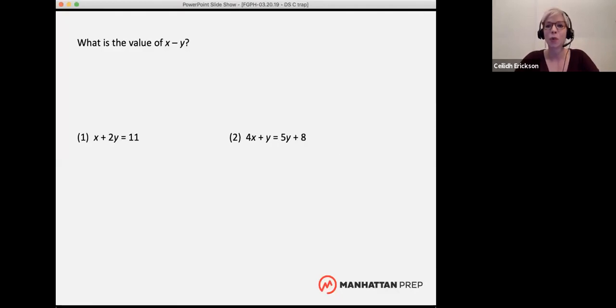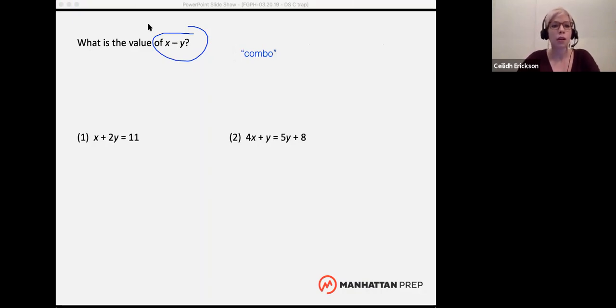So there's something a little bit tricky going on. Do we need to know what x is and to know what y is? We don't. I don't care what x is individually or what y is individually. All I care about is finding the value of this expression, what we like to call a combo. So I'm trying to get x minus y. I'm not trying to get x and y individually.